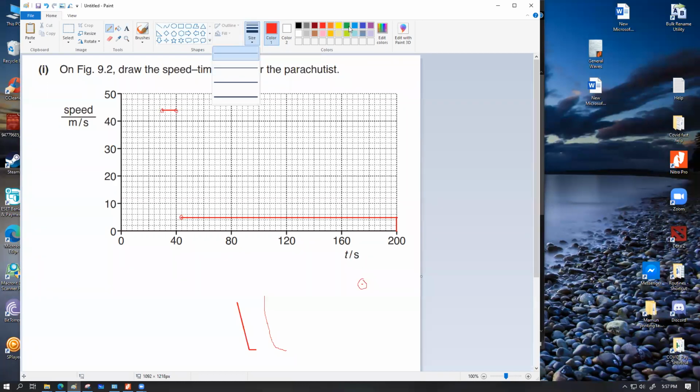Let me choose this green line for this. Let's say I cannot draw a straight line starting from here that goes all the way up to 44 over here. This would be highly wrong because the terminal velocity is 44. So going all the way up to 40 would not be a good idea.